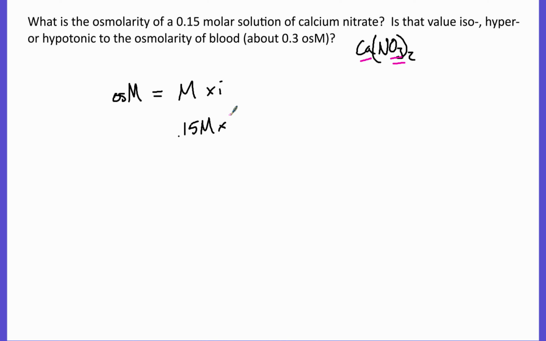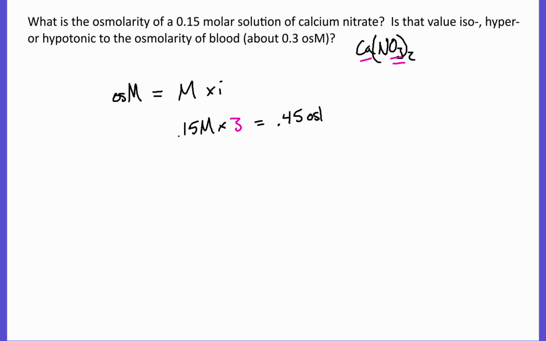So I'm going to take that 0.15 times 3, but otherwise it would depend on what I'm doing. It would depend on the substance, whether it's calcium nitrate, calcium chloride, sodium hydroxide, whatever it happens to be. All things have unique values for I. But in this case, if I multiply 0.15 times 3, I'm going to get 0.45 osmolar.